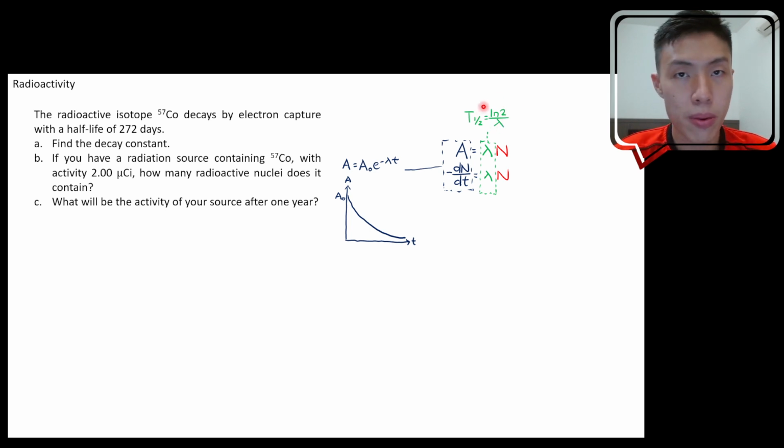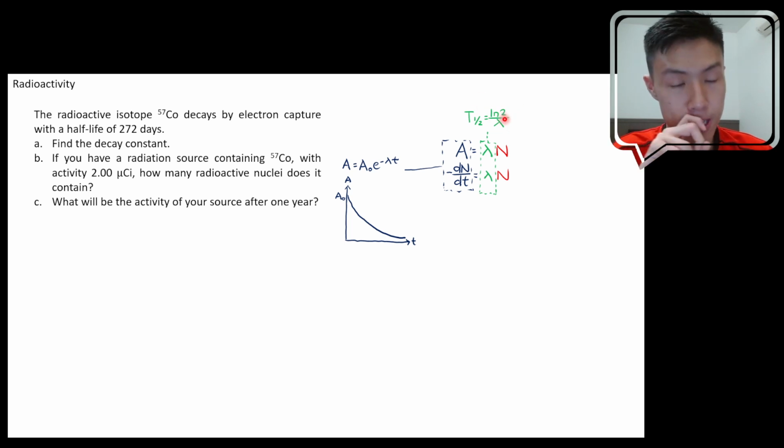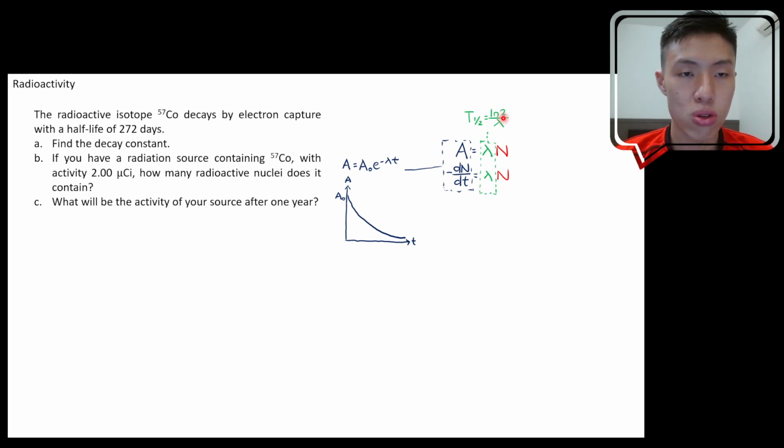Why is it ln 2 divided by lambda? It is because radioactive decay is actually a first order reaction. So if you learn about first order reaction and the equations behind it, then you can derive this equation. Half-life is equal to ln 2 over lambda. So from here, lambda can be related to half-life.